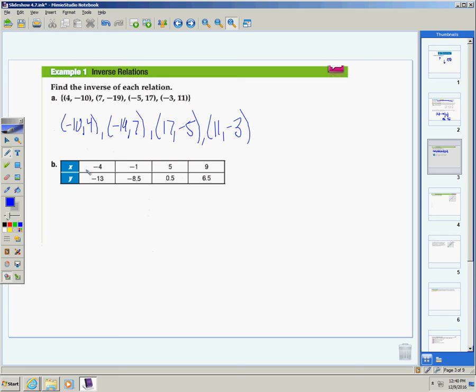Let's say we have a table. It's going to be the exact same thing, and this is almost even a little easier, because I'm going to take my x values. So like I had negative 4, negative 13. That turns into negative 13, negative 4. Negative 1, negative 8.5 turns into negative 8.5, negative 1. 5.5, 0.55. 9, 6.5 becomes 6.5, 9. So it's the same pattern over and over again. To get the inverse of a function, you just switch the x values with the y values.